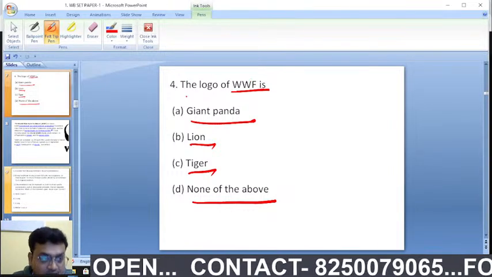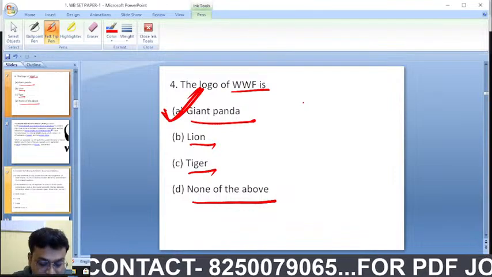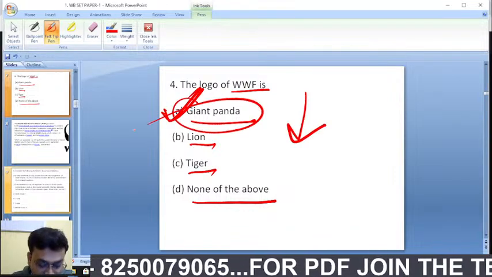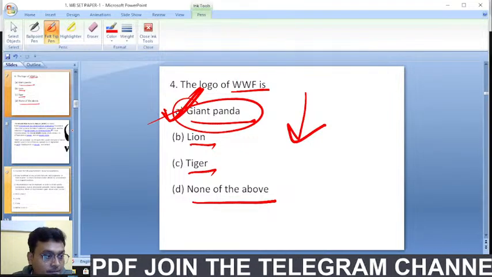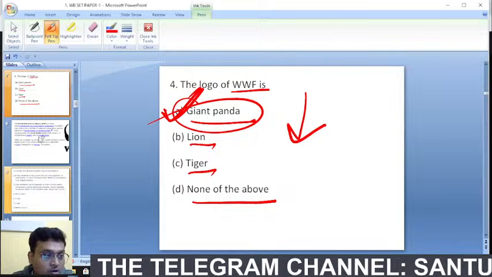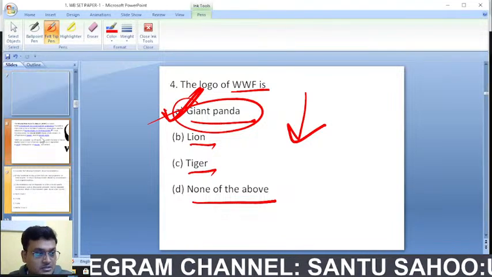Exactly, it's giant panda. Giant panda is the right answer. Yeah, exactly, Archana Godot.